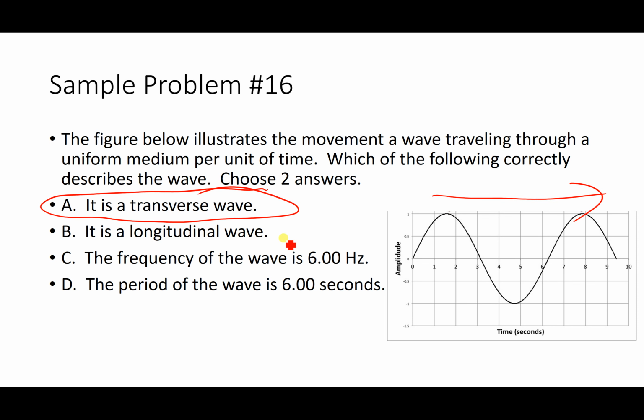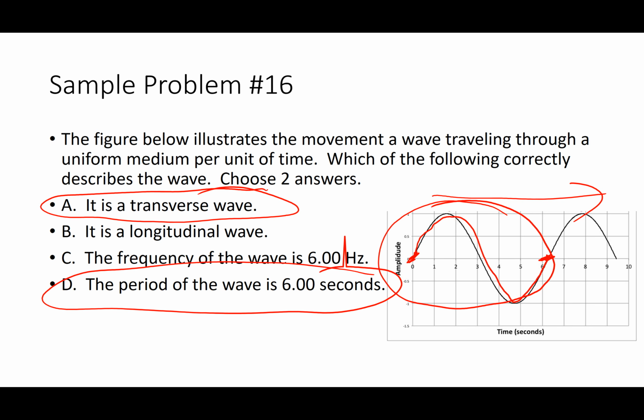It's not a longitudinal wave. We need to know if either the frequency or the period is 6 seconds. Well, if we start here, notice this wave goes up, it goes down, comes back up, and right here it begins to repeat itself again. So this is one cycle. It takes 6 seconds for one cycle to occur. That tells me that the period of this wave is 6 seconds. The frequency would be equal to 1/6 seconds. So on practice problem number 16, we're looking at answers A and D.